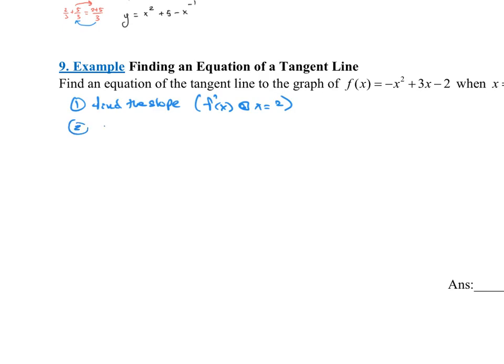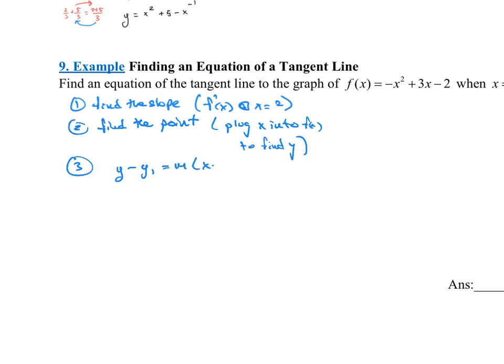Second thing you do is you find the point. The point might be given to you. If the point's not given to you, the x value has to be given to you. All you do is plug in x to find the y. Okay? Then the third thing you're going to do is find the equation of the line using the point-slope form. That's y minus y1 equals m times x minus x1. And then you solve for y. So that's how you find the equation of a tangent line.